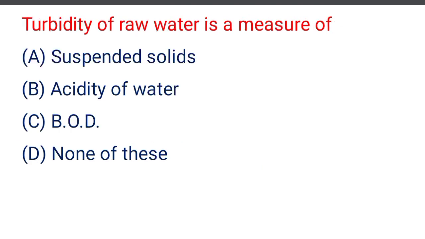Next question, turbidity of raw water is a measure of option A suspended solids, option B acidity of water, option C BOD, option D none of the above. The correct answer is option A suspended solids.